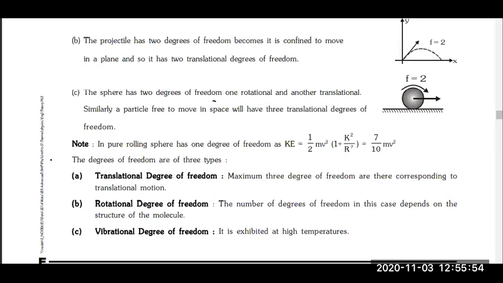Okay, so we will have a table in chemistry. I hope all of you remember that the translational degree of freedom is just 3. Any body can move in the x-axis, y-axis, or z-axis. So we have a maximum of 3 degrees of freedom for translational. Rotational depends on the structure, whether it is monoatomic, diatomic, or triatomic. Vibrational, which is exhibited at a very high temperature, is also of 2 types depending on the structure only.